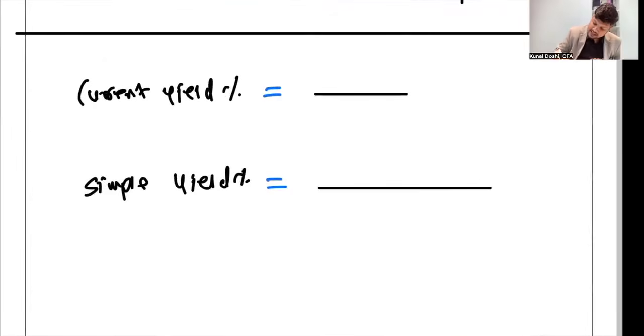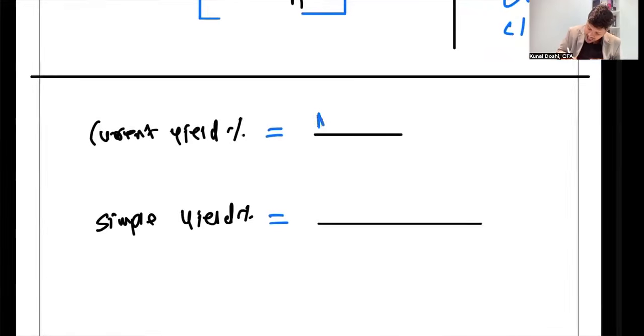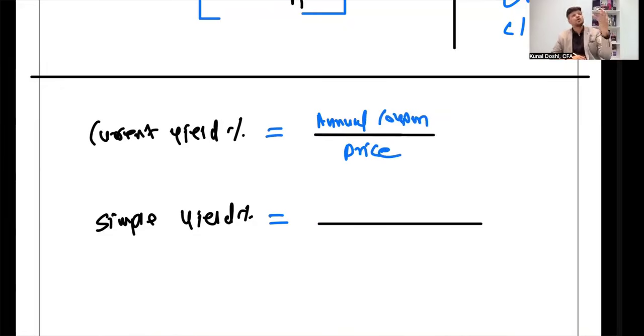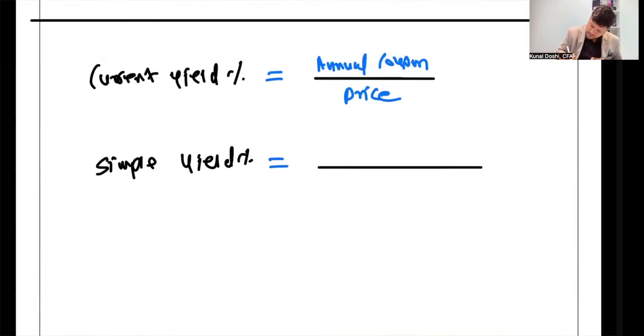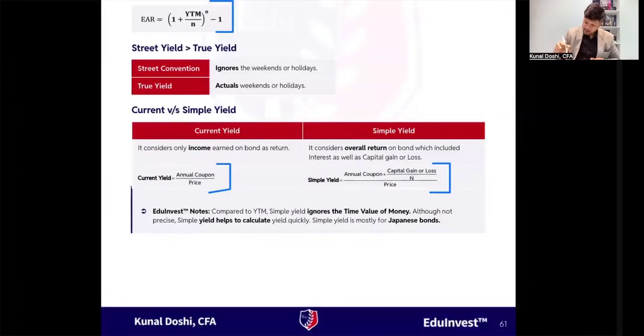So what I will suggest you to remember simply, just take the annual coupon. Even if it's a semi-annual bond, you will take the annual coupon over the price. Remember this. I'll repeat, even if it's a semi-annual bond, you will take the total annual coupon because you're finding yield for the year. Simple yield also has annual coupon over price, correct? But simple yield has one more thing. What is it? It's the price difference, which, in the formula notes, is capital gain or loss over n.